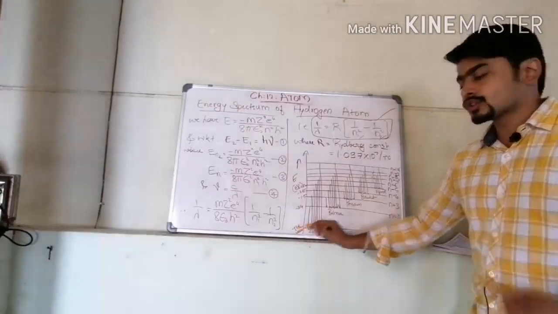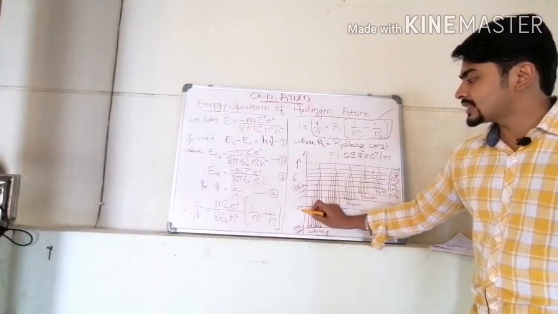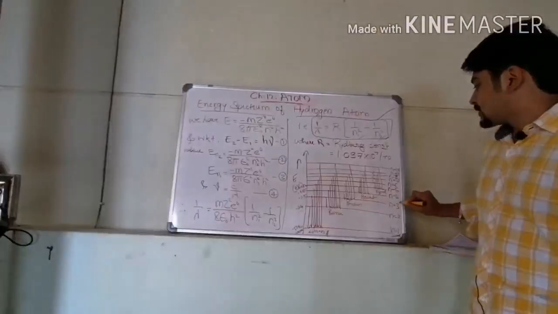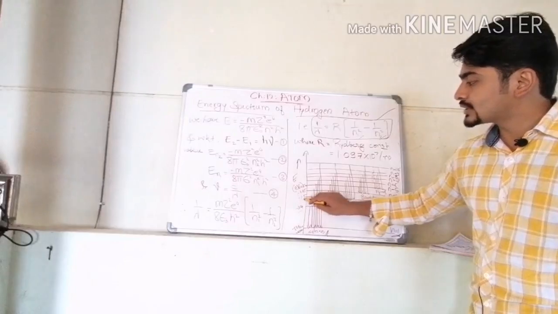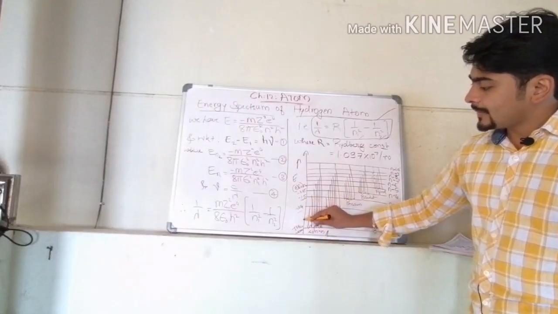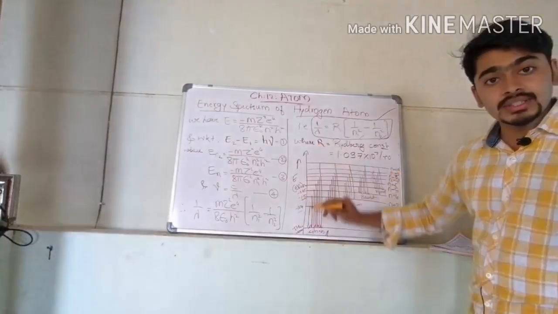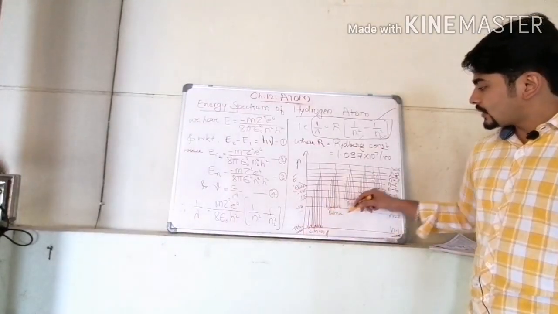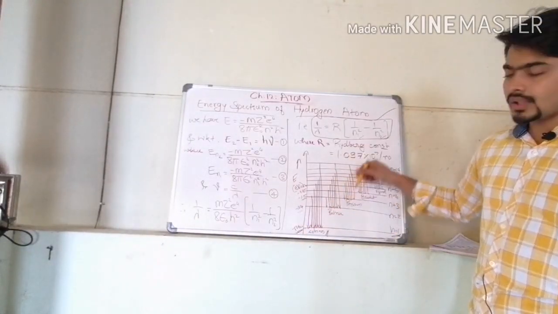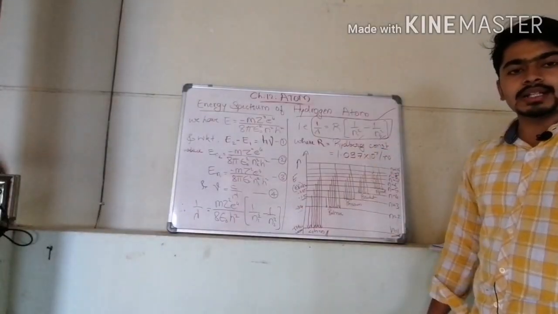Similarly, if n is equal to 2, what happens? Energy is minus 3.4. For n equal to 3, the third orbit, energy is minus 1.5. Similarly, the energy value goes on reducing. And for those energy levels, I am drawing the line spectrum of the hydrogen atom here.